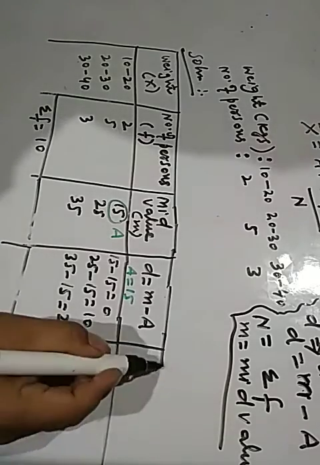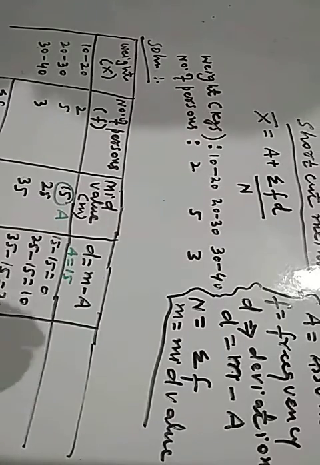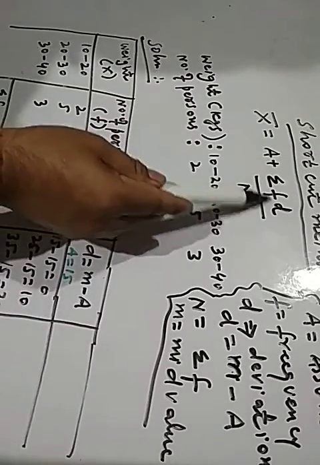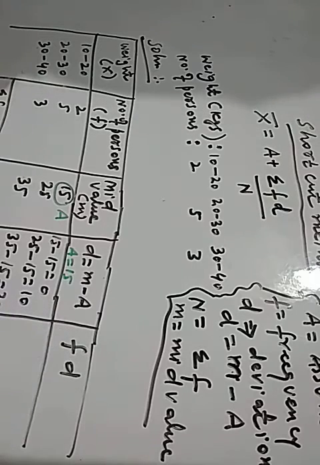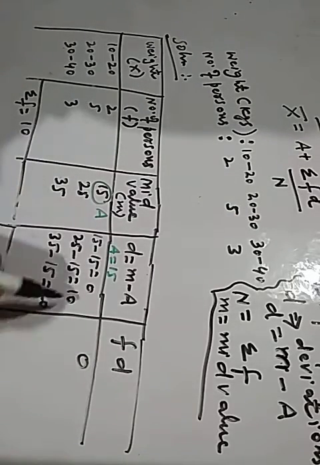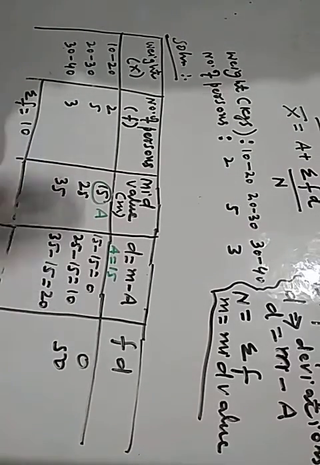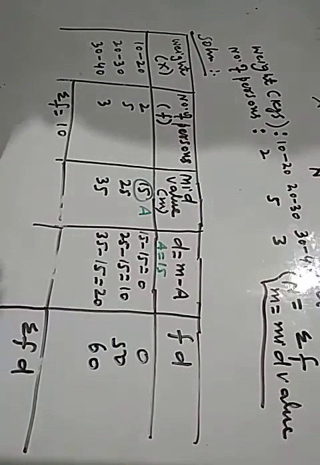Now, as per formula, we have to construct one more column of the table, that is FD, frequency multiplied by deviation. It will be equal to 2 into 0, it will be equal to 0. 5 into 10, it will be equal to 50. 3 into 20, it will be equal to 60. And sigma FD, that is summation of these values, adding up of these values, it will be equal to 110.